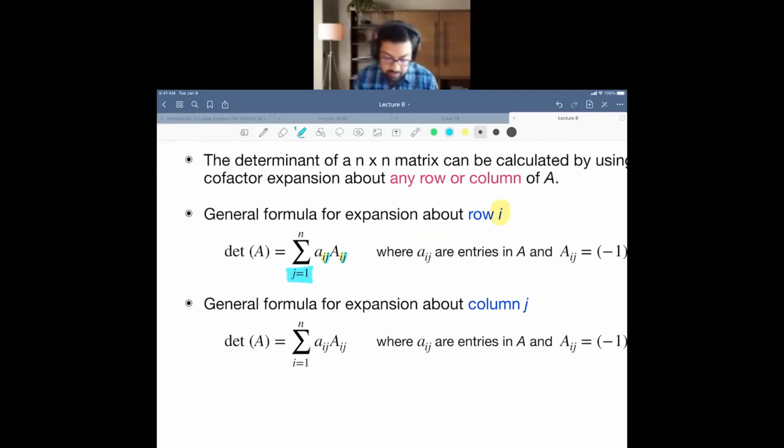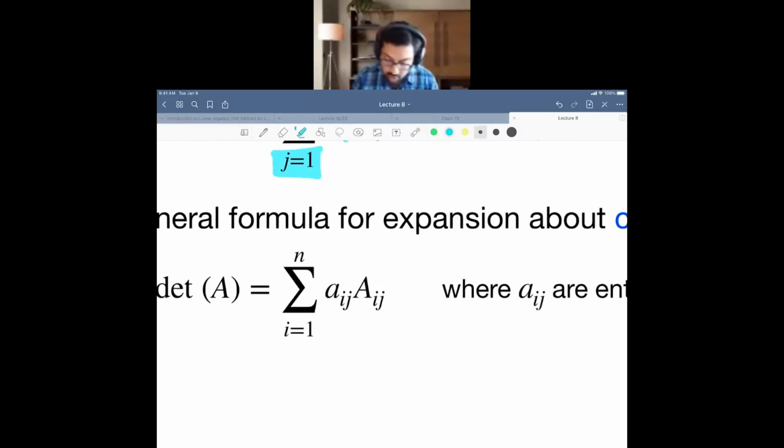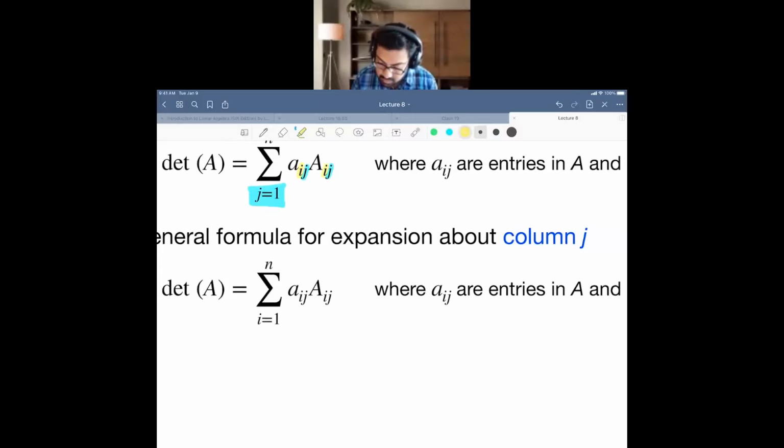And similarly, if you want to do that expansion about any column j, then you are fixing column j and you are doing that summation over all the rows. So that would look like this. You see, column j is fixed. So column j is fixed, column j is fixed, and you are summing up with respect to i, all the rows in that column j.